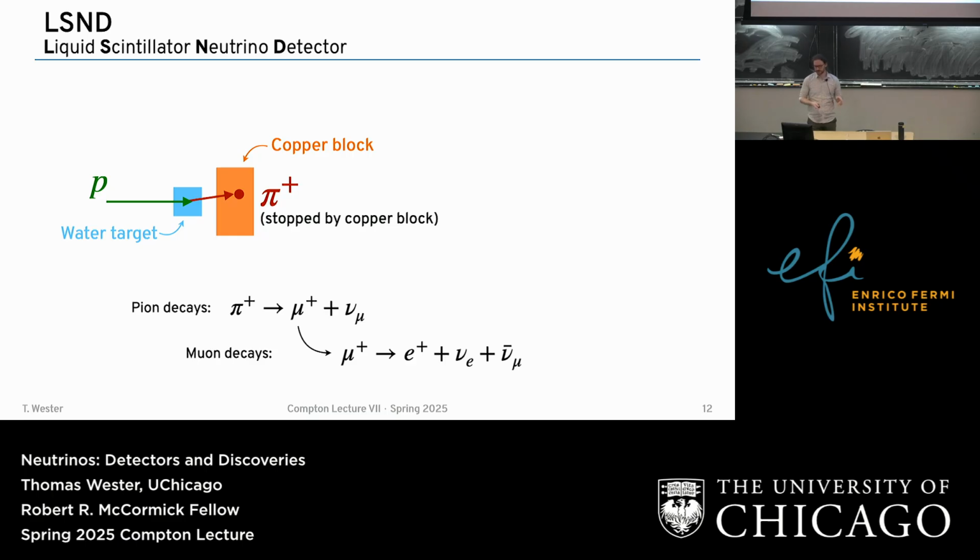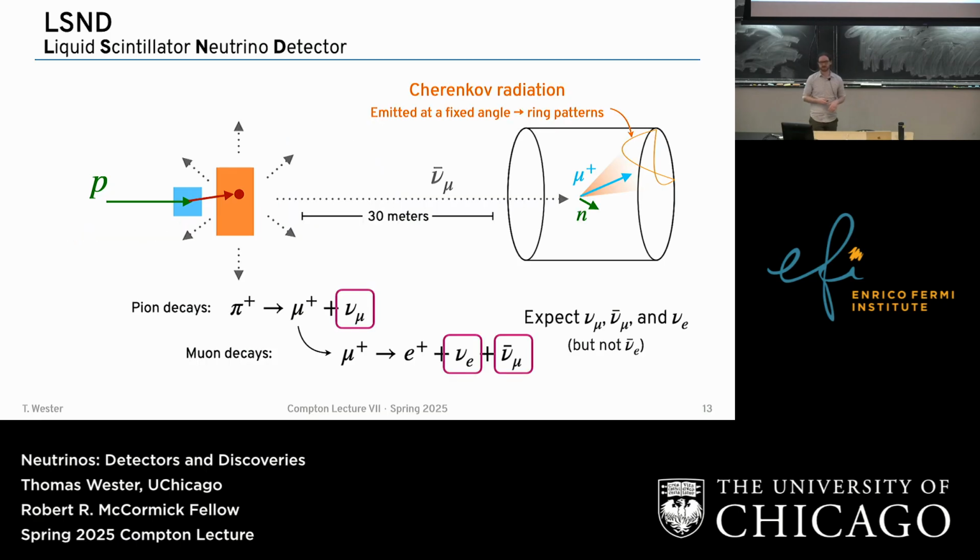So when the pion decays, it decays into primarily an anti-muon, so a positively charged muon particle, and then also a muon neutrino. And that muon also decays itself. So it decays into an anti-electron or a positron, an electron neutrino, and then an anti-muon neutrino. And what you can do is place a detector not too far from this source and see a lot of these neutrinos that are coming out of these decays. So LSND placed its detector about 30 meters away.